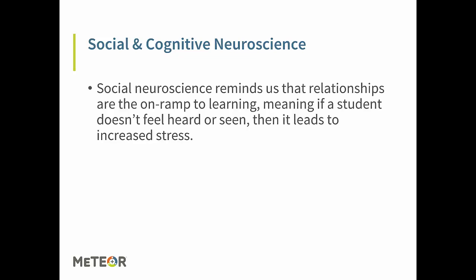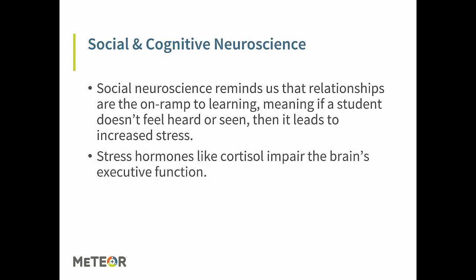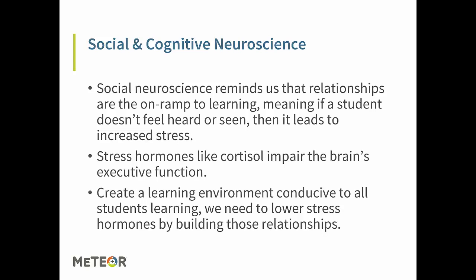For example, social neuroscience reminds us that relationships are the on-ramp to learning, meaning if a student doesn't feel heard or seen, then it leads to increased stress. Stress hormones like cortisol impair the brain's executive function. So in order to create a learning environment conducive to all students' learning, we need to lower stress hormones by building those relationships.